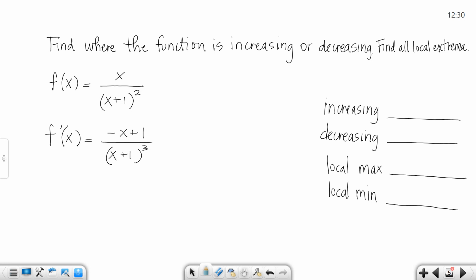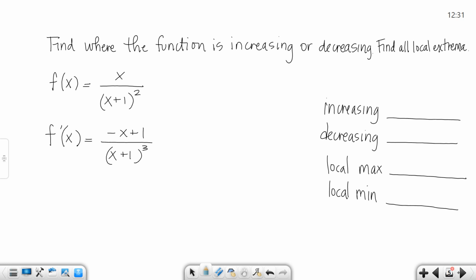Okay, your last one for this one. I ask you to find where the function is increasing and decreasing. For this particular one, to save you some time, I gave you the function and I also gave you the derivative. So that part has been done for you, so that'll save you a little bit of time.